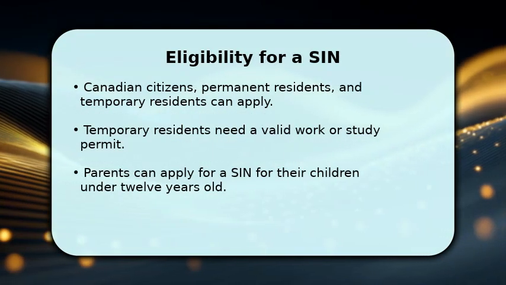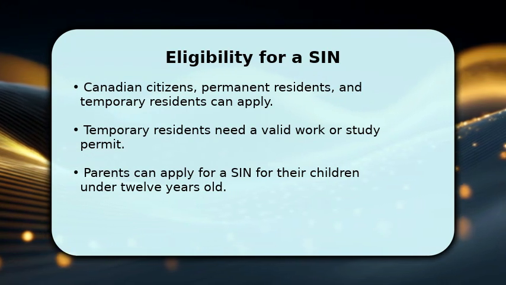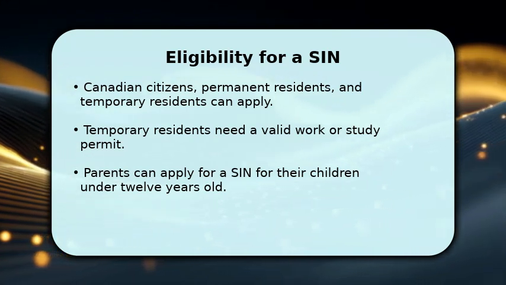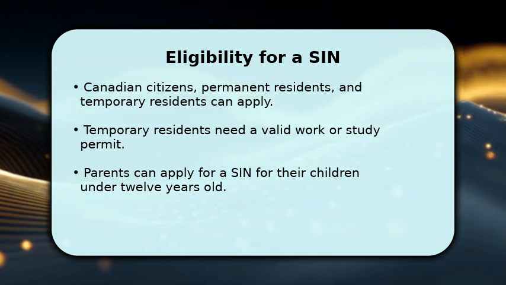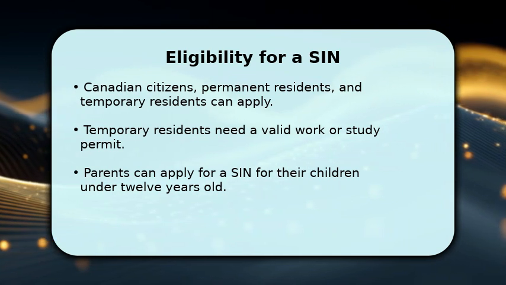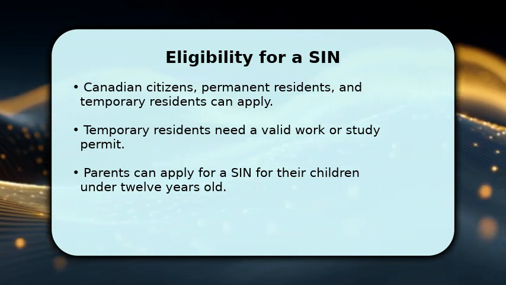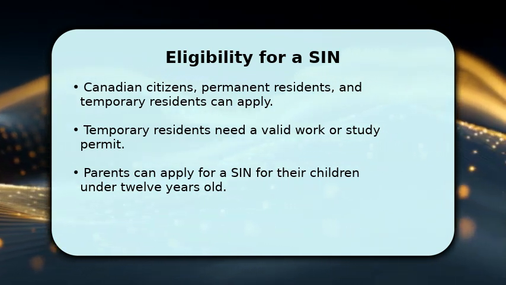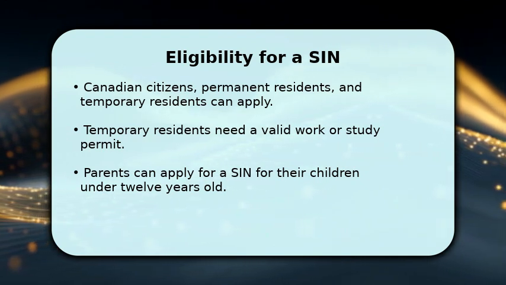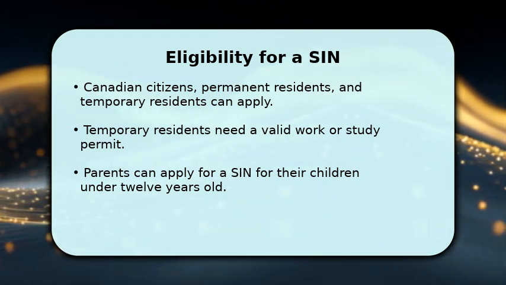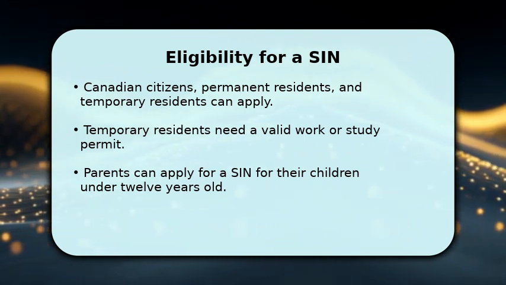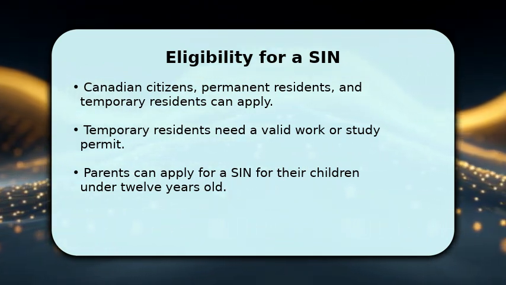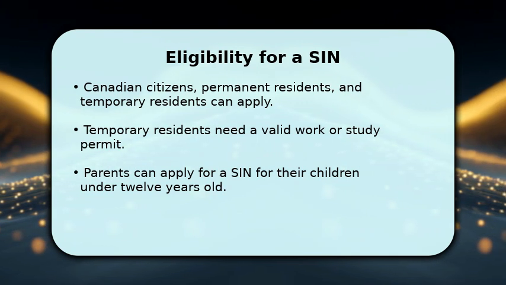So, who can apply for a social insurance number? Generally, Canadian citizens, permanent residents, and temporary residents are eligible. If you are a temporary resident, you will need a valid work permit or study permit that authorizes you to work in Canada. Parents or legal guardians can also apply for a SIN on behalf of their children who are under 12 years of age. Ensure you meet these criteria before proceeding.